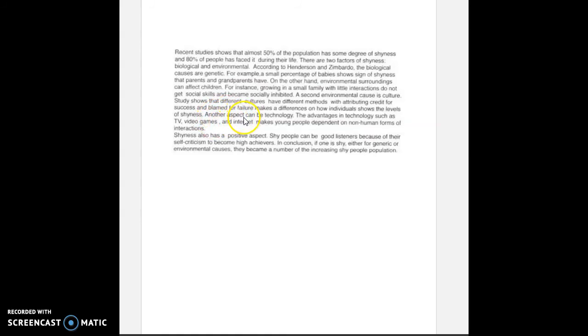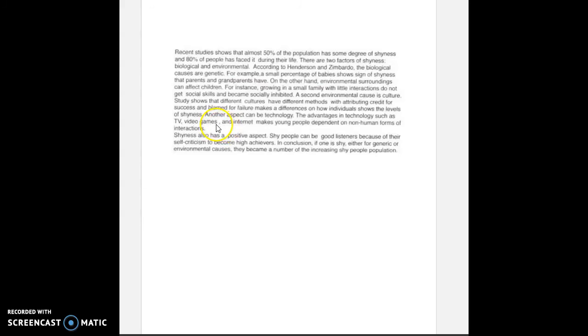Another aspect, or how about another cause, can be technology. Okay, the advantages in technology such as TV, video games, and internet. Okay, the advantages is your subject, and so you have a subject-verb agreement problem here. It shouldn't be makes, but make young people dependent on non-human forms of interactions. Okay, sorry.